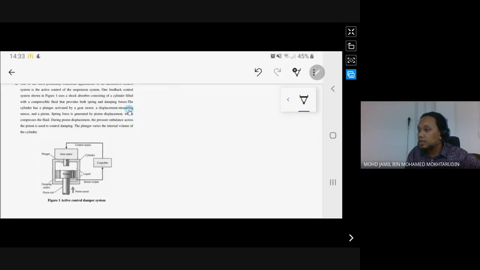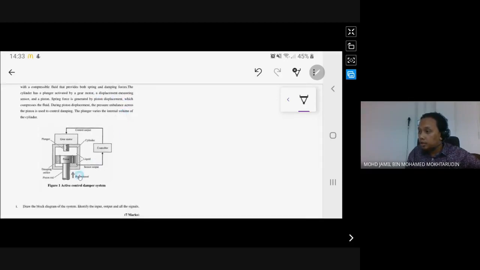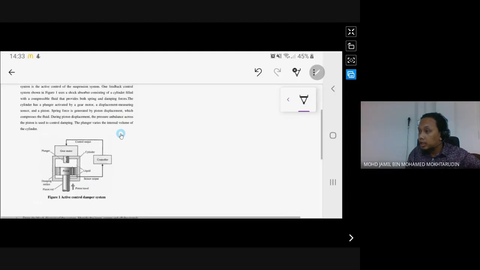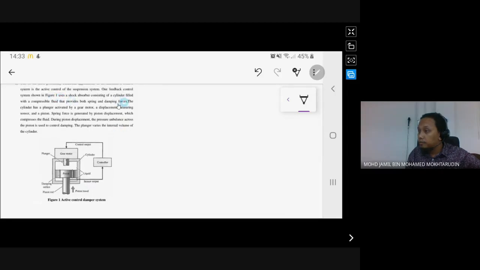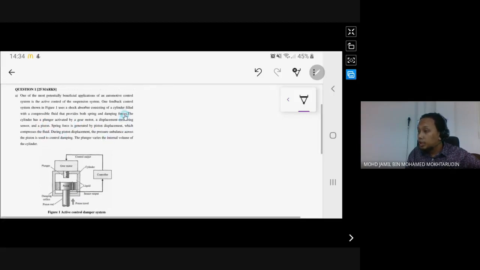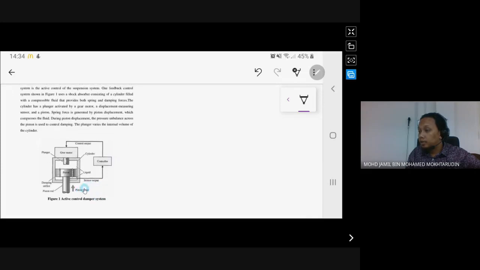So here your input will be input piston displacement. Most of you answered piston travel, input piston travel or desired piston travel. So that is acceptable. But if you write input piston displacement, it is also okay. And the output will be output piston displacement, or output or actual piston travel.